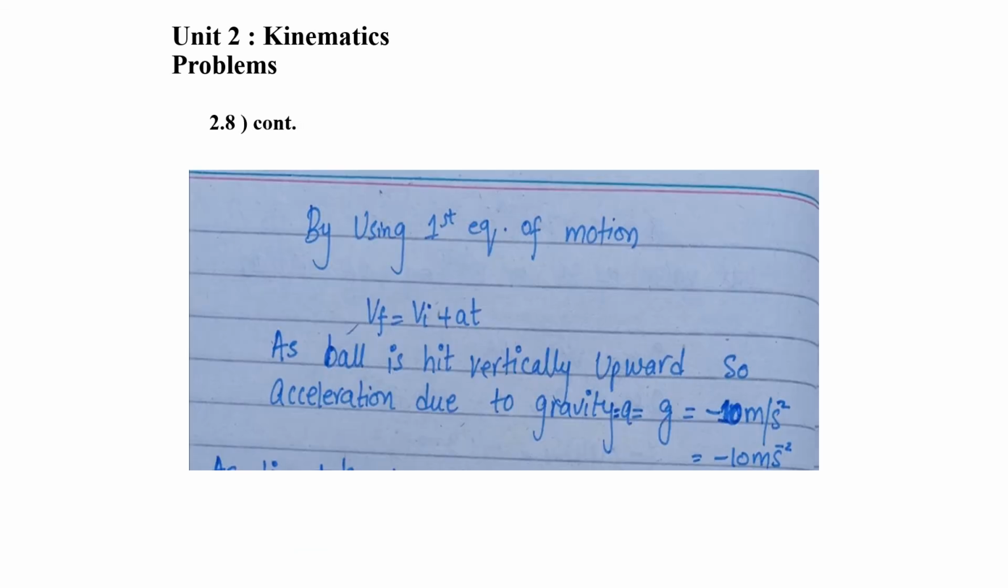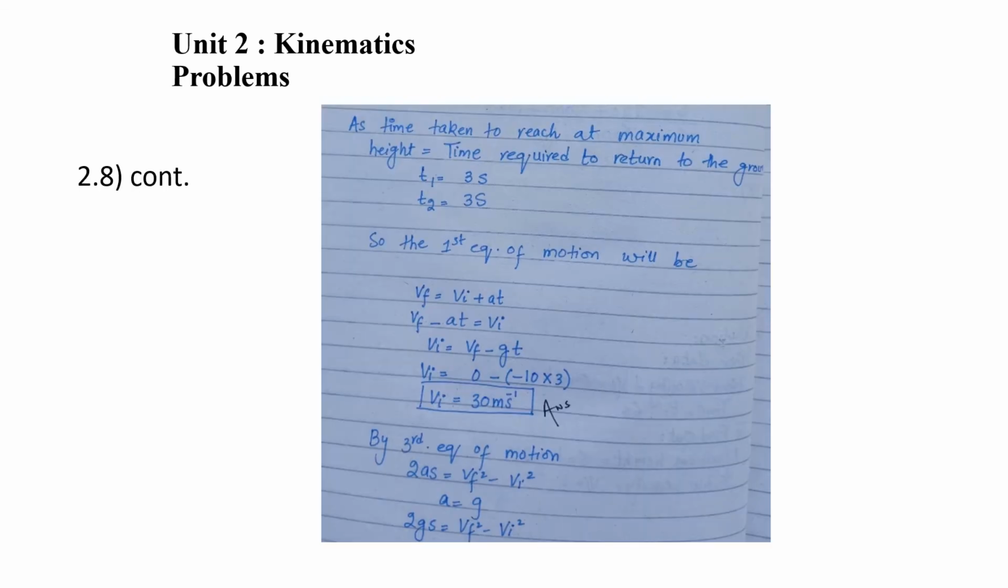By using the first equation of motion, as we know, Vf is equal to Vi plus at. As the ball is hit vertically upward, the acceleration due to gravity will be with a negative sign. So a will be equal to g, and that is equal to minus 10 meters per second squared. We need the time taken to reach the maximum height, and the time required to return to the ground.